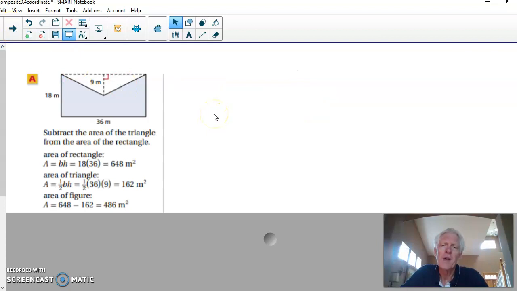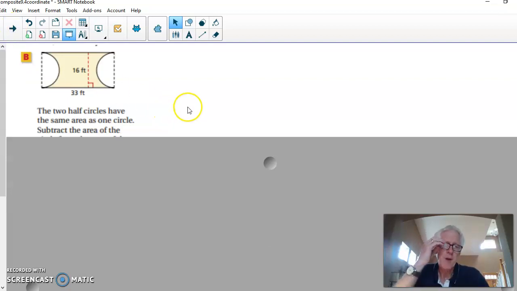The other example is to find areas by subtracting. So here we want to find the shaded area. You find the area of the big rectangle, find the area of the triangle, and then you subtract to get the total. So the rectangle is straightforward here, 18 times 36. The triangle is pretty straightforward. The height is 9, so the area of the triangle is 1/2 times 36 times 9. That gives you 162. You subtract, and that's going to happen.